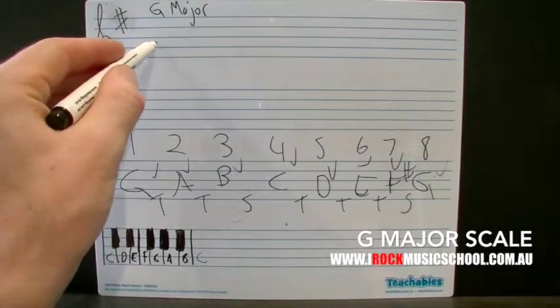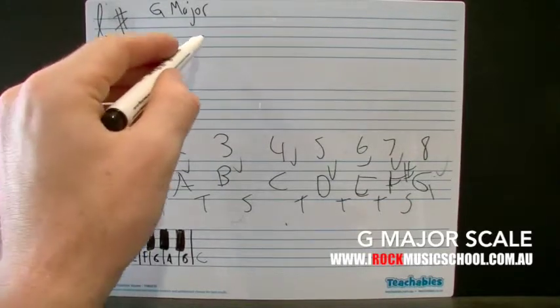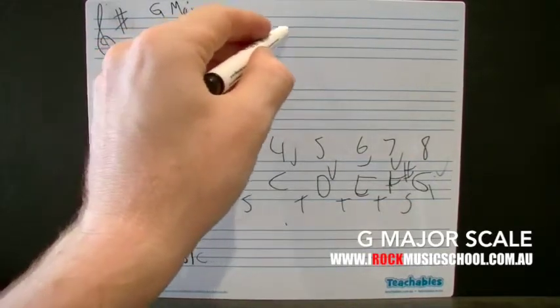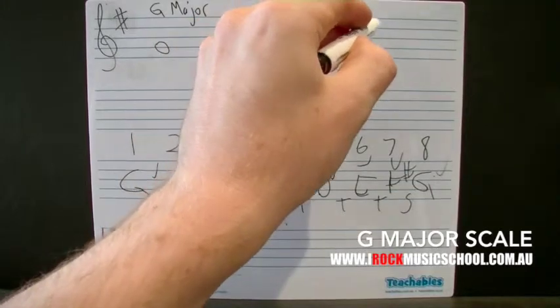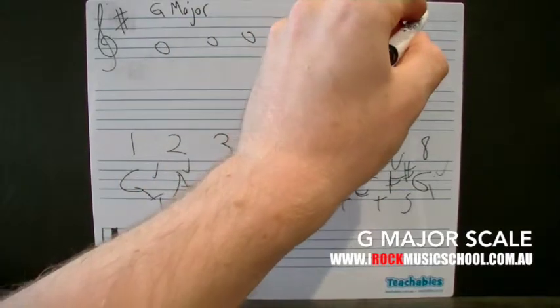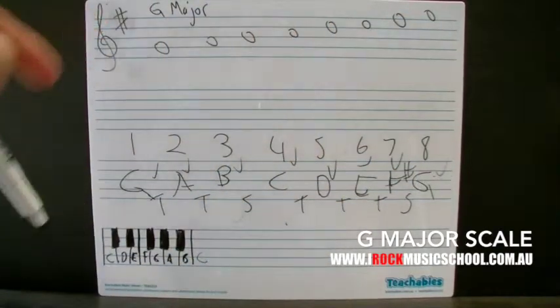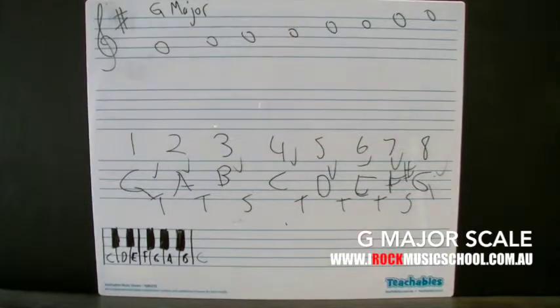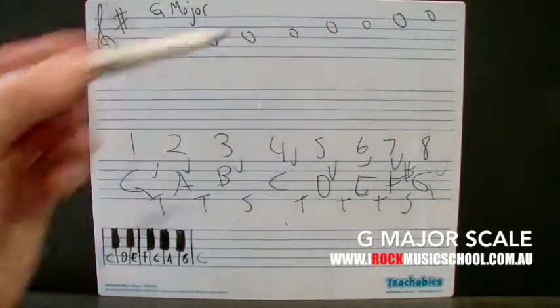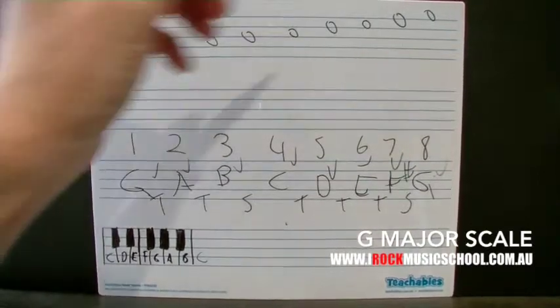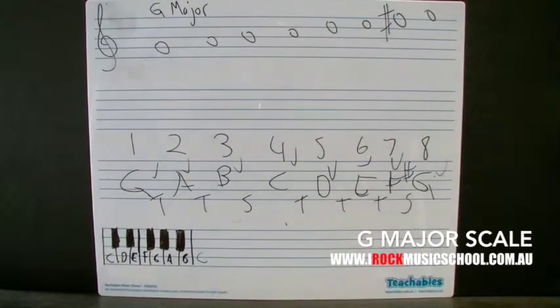So here we go, I'll put the lowest G in there. G, A, B, C, D, E, F sharp, G. Now because we're using a key signature, we don't have to put a sharp here. But if there was no key signature, then you need to do that. So you've got a choice that really depends what the question is asking you to do.